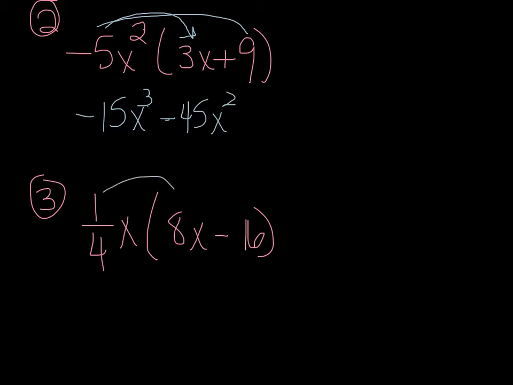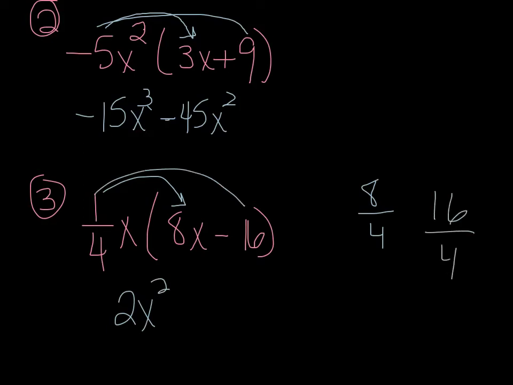Now we have a fourth, x times 8x. Just remember that whenever we have a denominator, a fourth of 8 is the same thing as saying 8 divided by 4. A fourth of 8 is 2, and then we have x squared. Then we have 16, so that's like 16 divided by 4, which is 4. And don't forget the x. Even though this doesn't have an x here, you still need to carry it over. So we have 2x squared minus 4x.